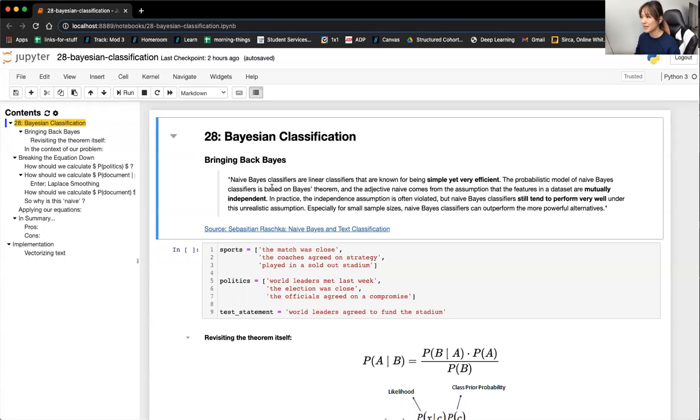So it's a probabilistic model based on Bayes theorem, and it's called the naive Bayes classifier because of the assumption that features in the data set are mutually independent. Independent in different contexts can mean different things, but in this case, you're assuming that each of your features, so each of the columns in your X data, are independent, meaning that one doesn't affect the other. So for example, the square footage of a house doesn't affect the number of floors in your house, which is not completely true. It is slightly related and not fully independent. In practice, this independence assumption is often violated, but naive Bayes classifiers still tend to perform very well under this unrealistic assumption. Especially for smaller sample sizes and for text data, naive Bayes classifiers outperform the more powerful alternatives.